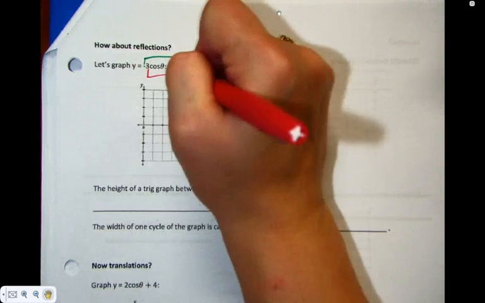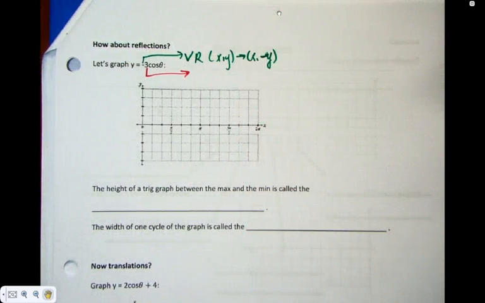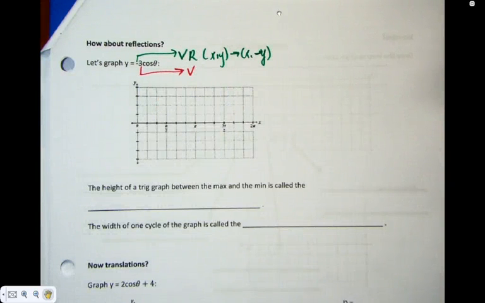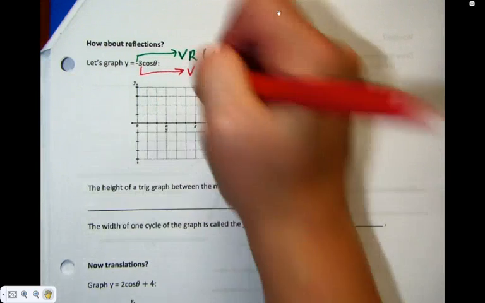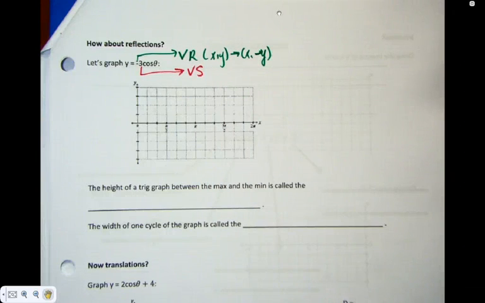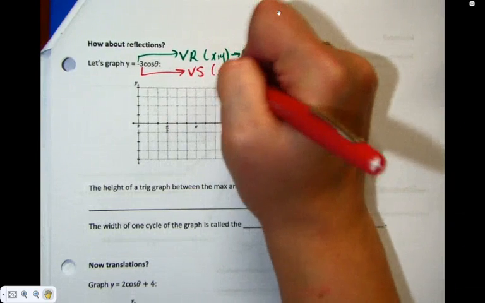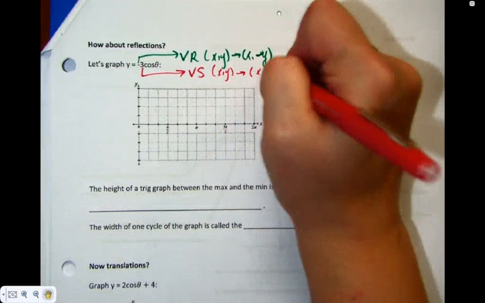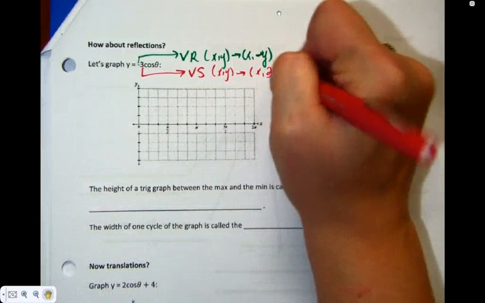The 3. Outside brackets or inside brackets? I told you at the beginning of the unit I was going to say that a bajillion times. Outside brackets or inside brackets? Vertical. Multiplication or addition, subtraction? Stretch. Mapping, (x, y) goes to (x, 3y), because it's a 3.